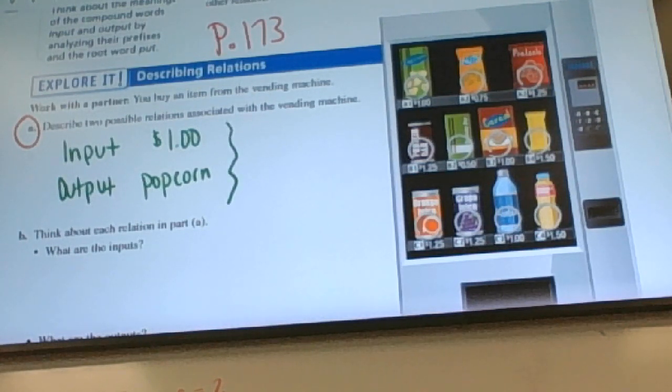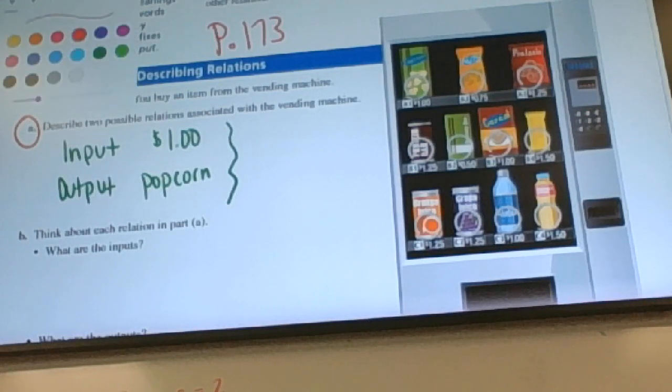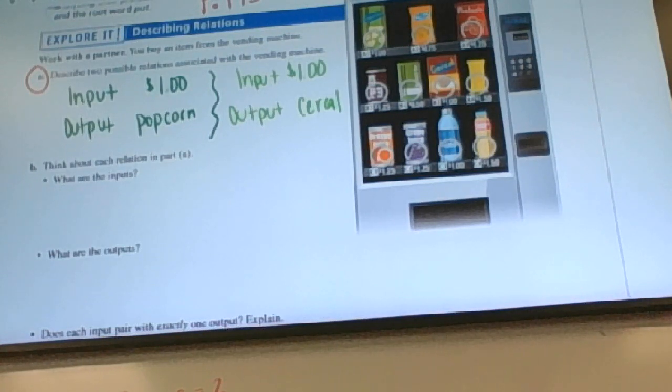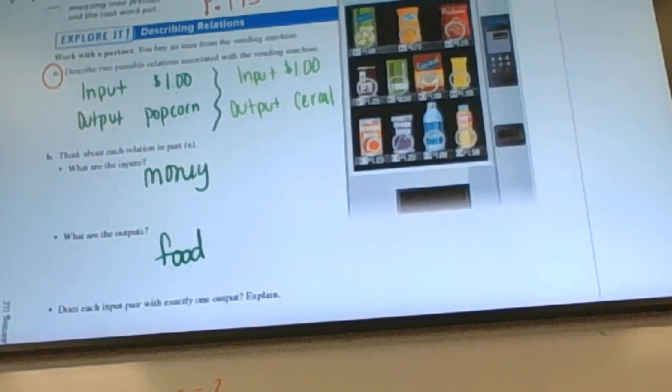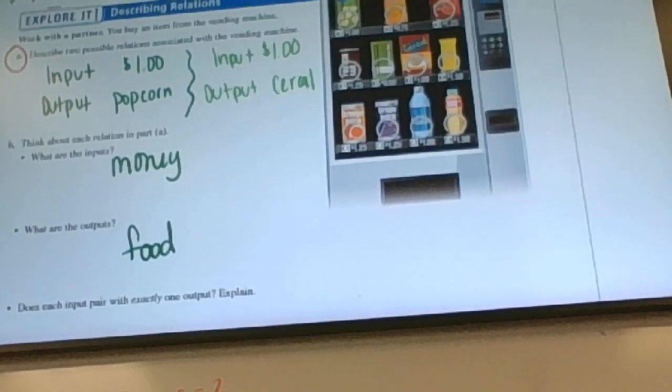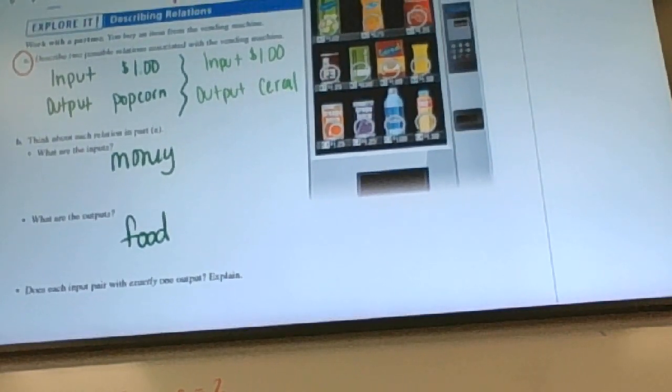Is there anything else for $1? Or if I input $1, maybe I get out cereal. Okay, so the input's the money, the output is the food that you get. That's the relation. So what are the inputs? I heard someone say this. The inputs are the money, and the outputs are the food. Does each input pair with exactly one output? So is this a function? What do you guys say?